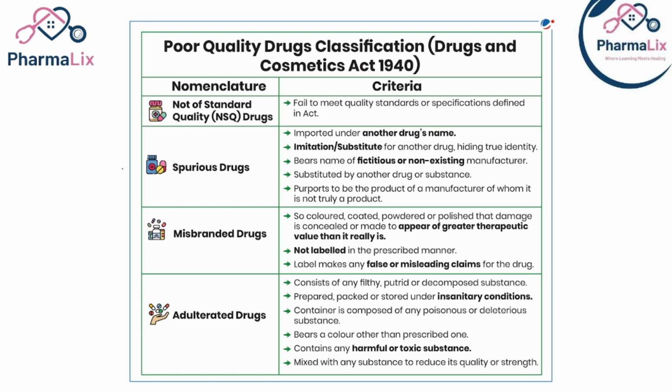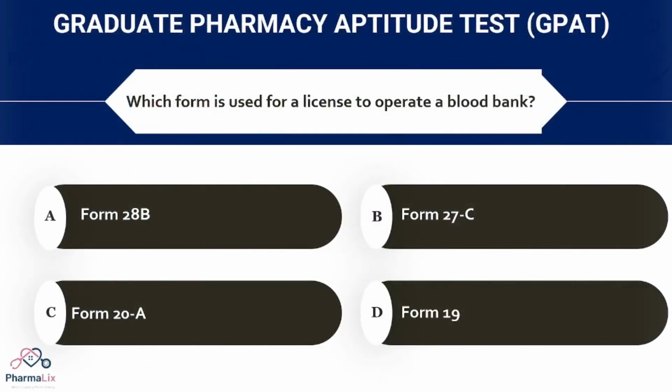So there could be a spurious drug, there could be a misbranded drug, there could be an adulterated drug. So you need to remember each of these definitions, because sometimes they ask what is a spurious drug, what is a misbranded drug, what is an adulterated drug. If you want to understand these separately, you can comment down below. We will be making another video for pharmaceutical jurisprudence where we will be discussing the tricks of the different rates, different form numbers, and a few terminologies related to pharmaceutical jurisprudence.